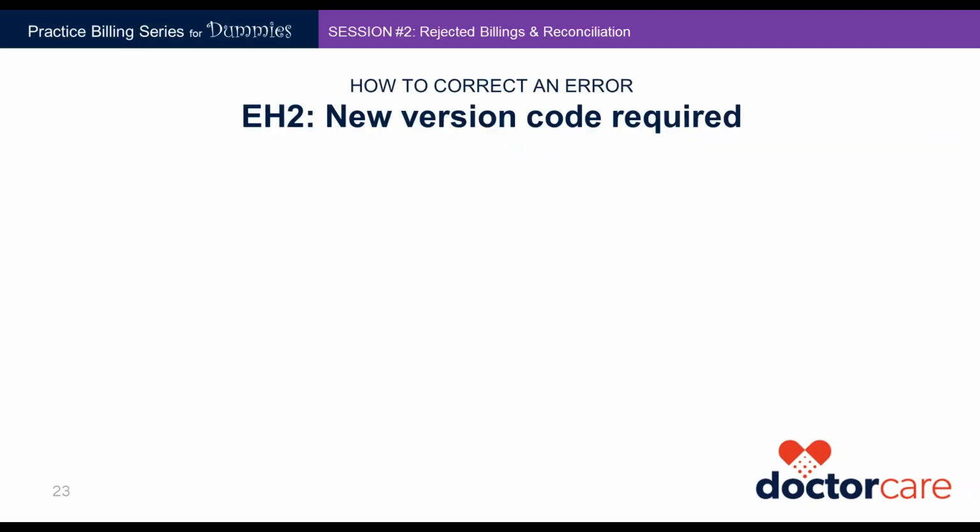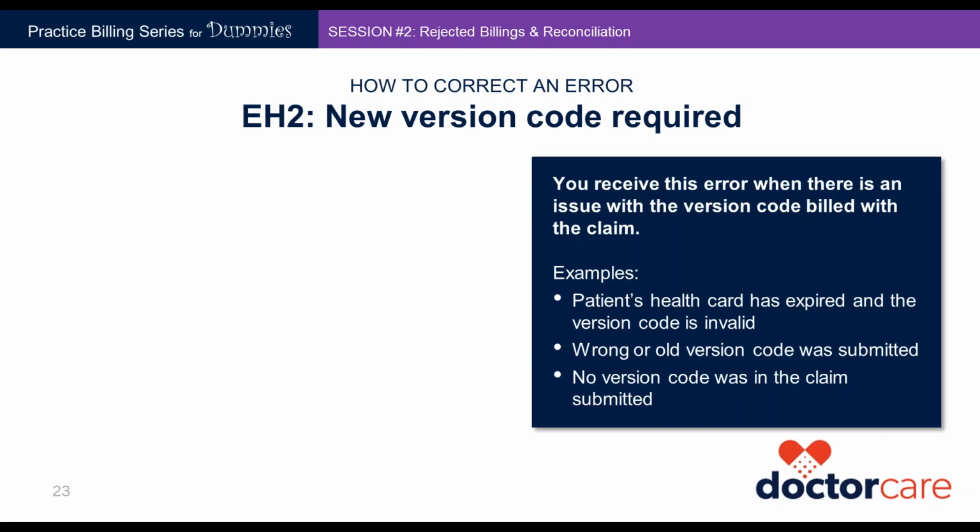Let's start with the error code EH2, which means that a new version code is required. What is this code? EH2 is the most common error code that a physician receives. You receive this error when there is an issue with the version code billed with the claim. Typical scenarios are that a patient's health card has expired and the version code is invalid. You have a wrong or old version code that was submitted, or no version code was in the claim that was submitted.